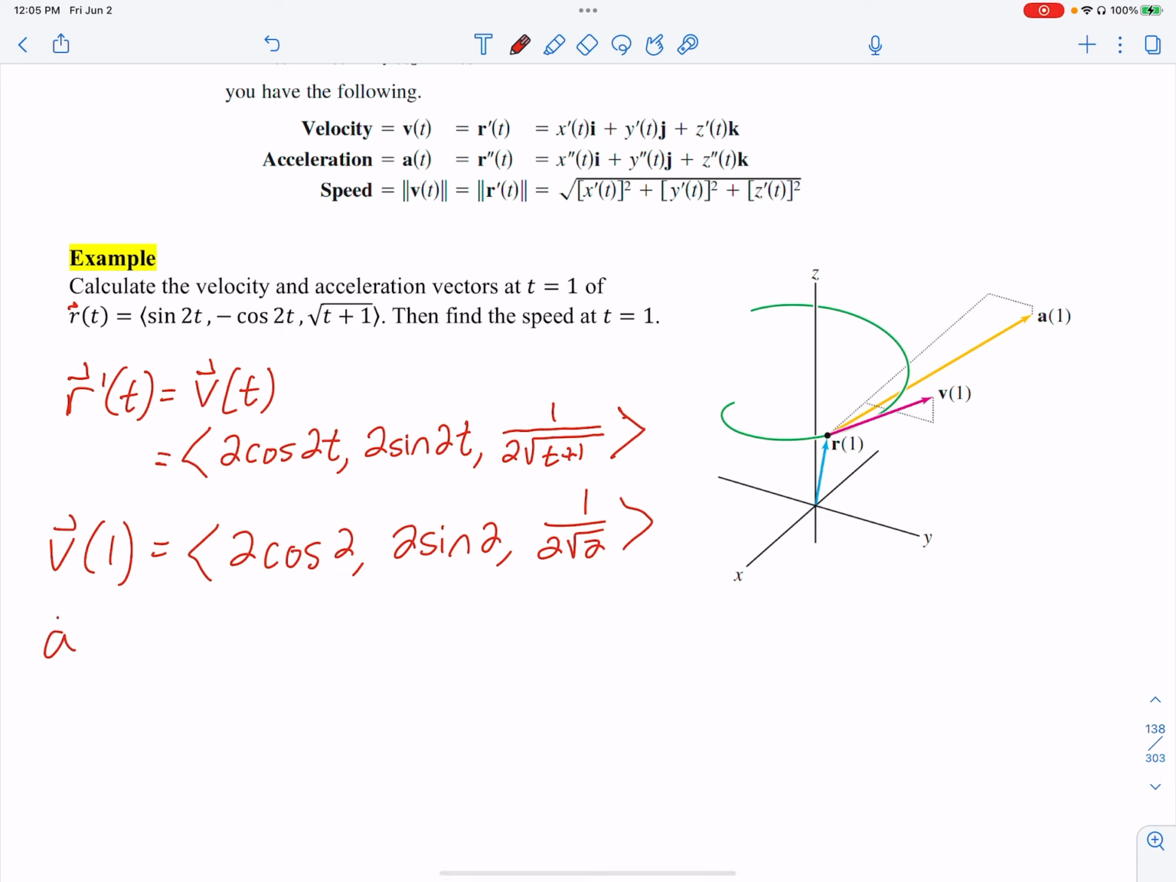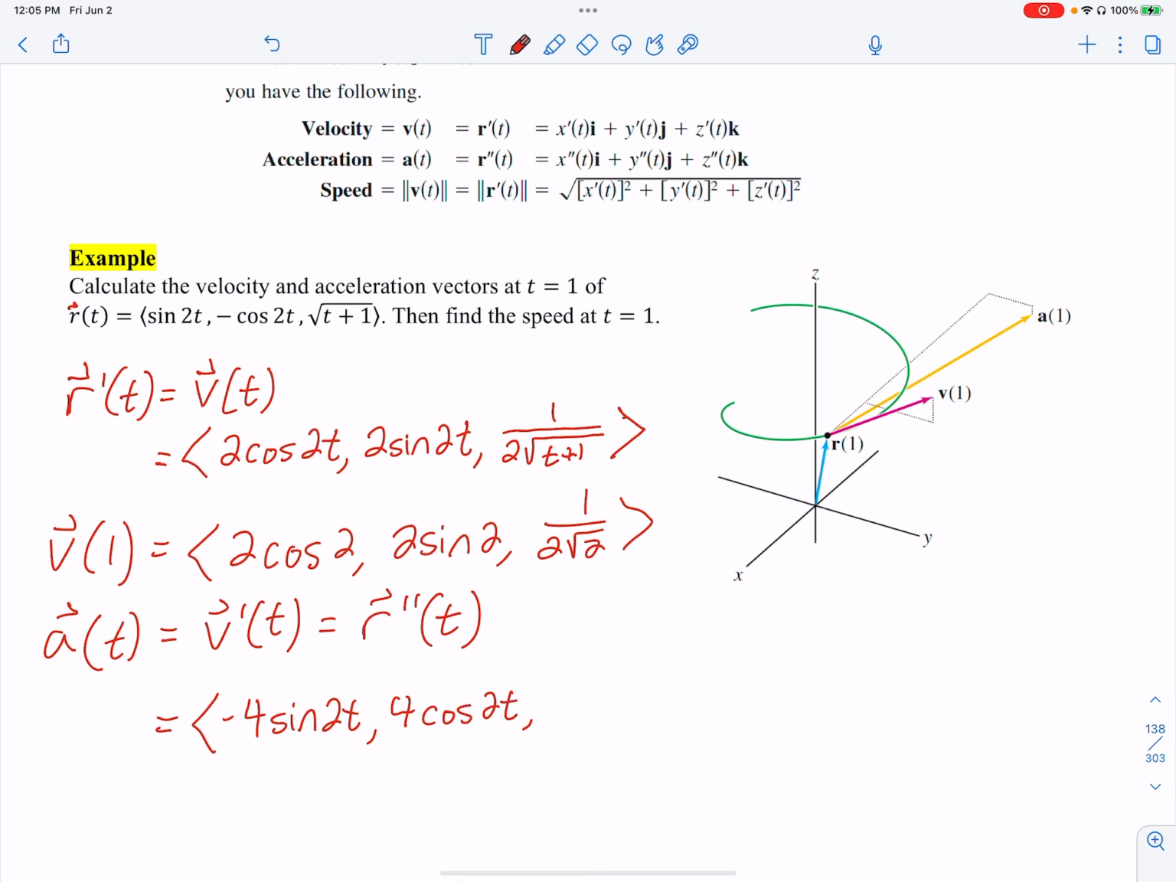They also want acceleration. All right, so for acceleration, let's find its actual function first. So a of t, remember, is the derivative of velocity, or the double derivative of position. So the derivative of my velocity, I got negative 4 sine 2t, then I got negative 4 cosine 2t. And then for that last one, let's do 1/2 times t plus 1 to the negative 1/2.